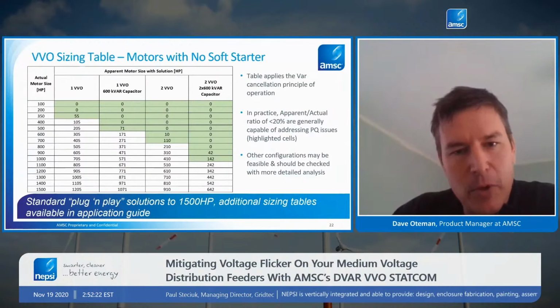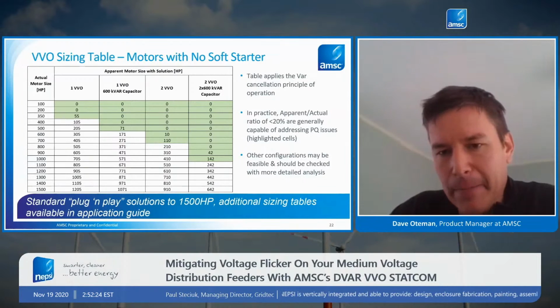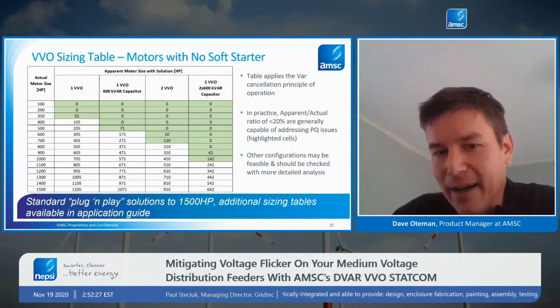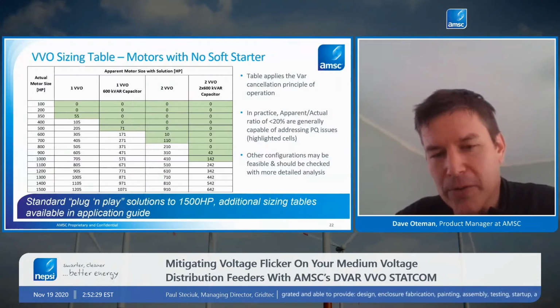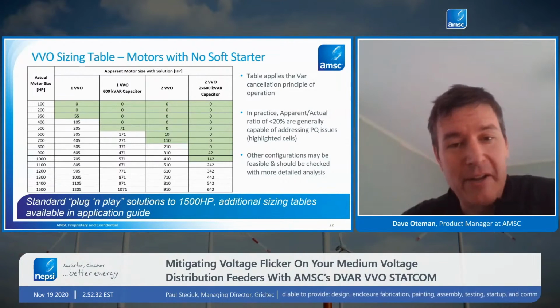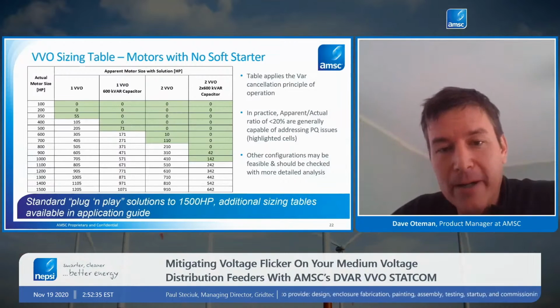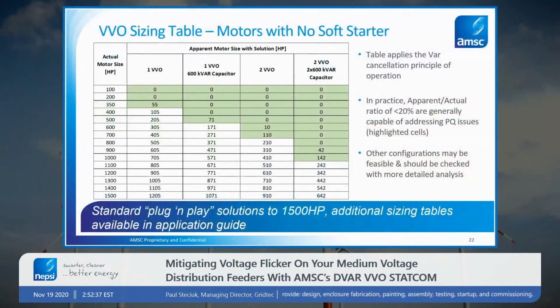So we provide some quick tables for reference. We also have an application guide on the topic of motor starting that really goes through more detail than we've gone through in this webinar, and provides these same tables with some more detailed explanation. Just briefly, what we're showing here is a lookup table that allows an engineer to look up the motor that is causing the problem. So that's on the leftmost column here.